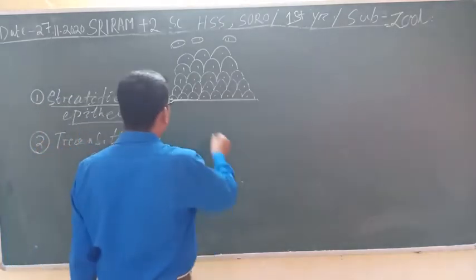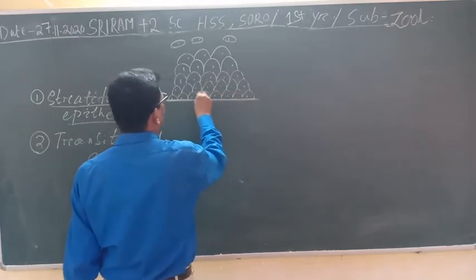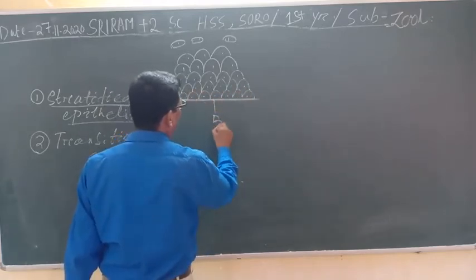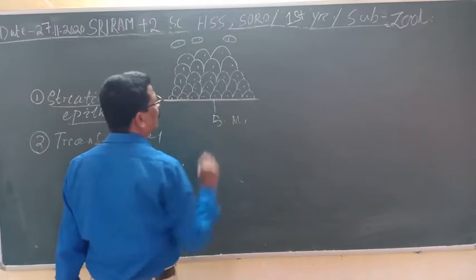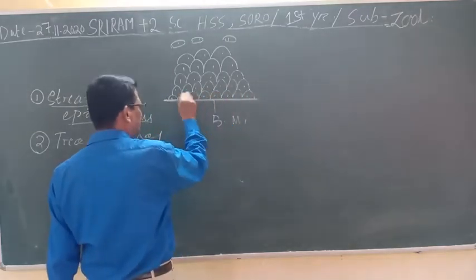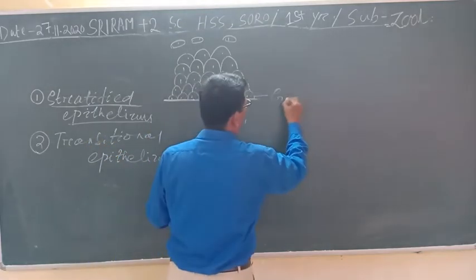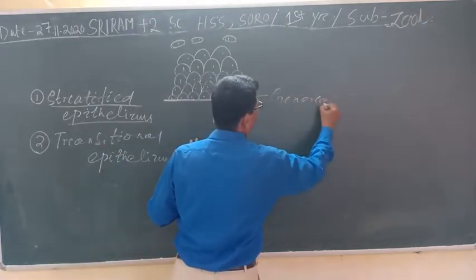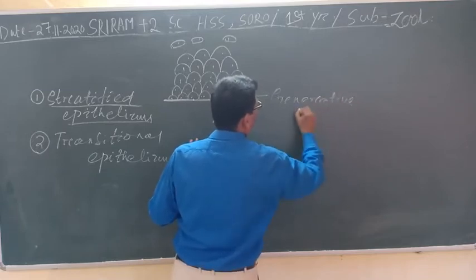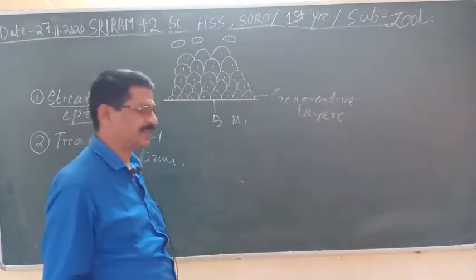And that is the innermost layer which is present just above the basement membrane. This is the basement membrane. The innermost layer which remains just above the basement membrane is called the generative layer, because these cells divide and redivide to form new cells always.